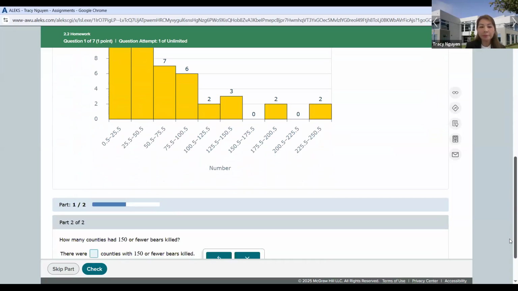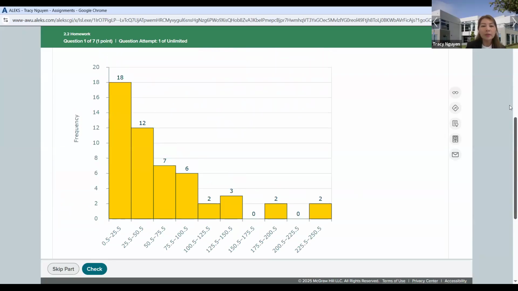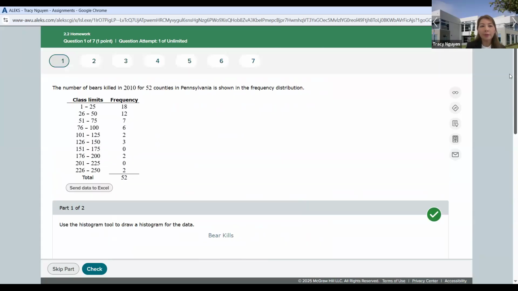skewed. Now, this one is just a critical thinking question. How many counties had 150 or fewer bears killed? Then you just look at 150 or fewer. So you take all the frequencies 18, 12, 7, 6, 2, and 3 is the last one, because the class limits go up to 150 here, with a frequency of 3. Okay, so that's how you do your graph for a histogram.